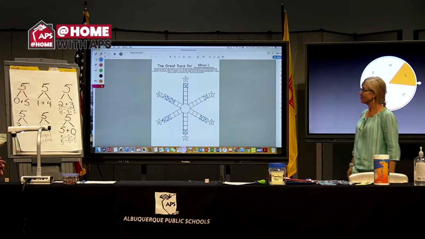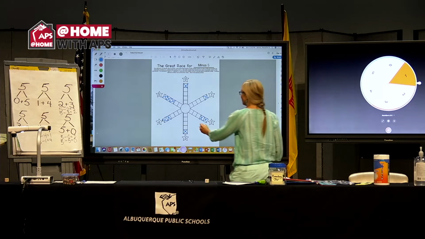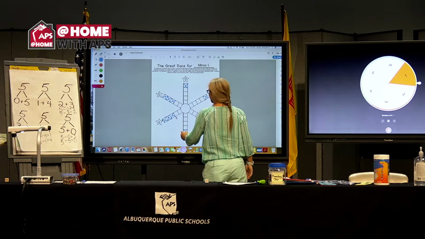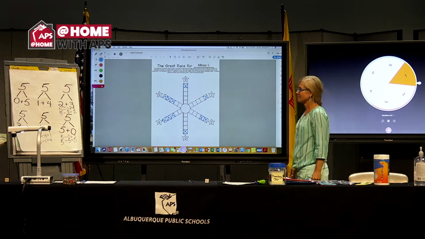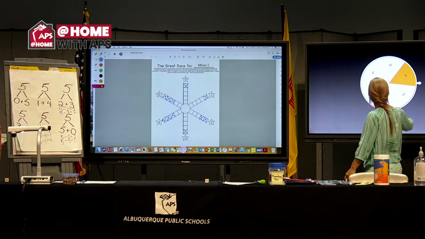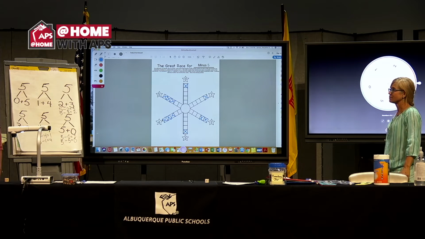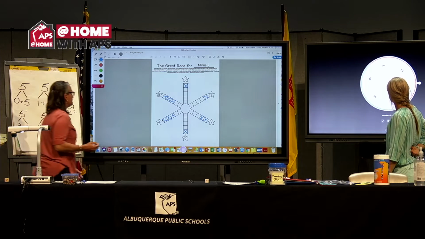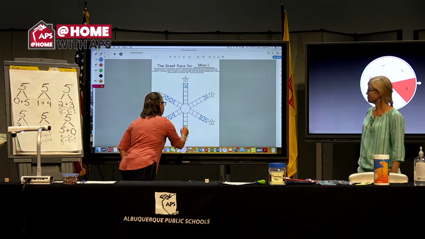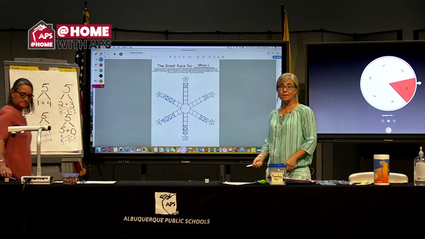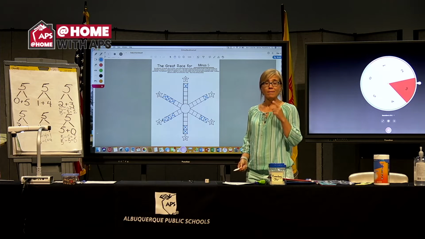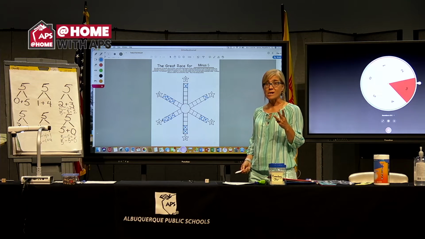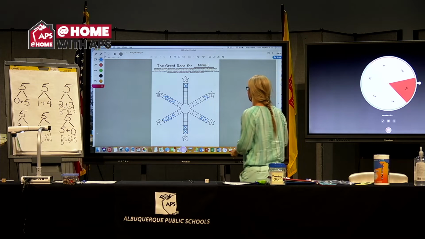Oh, I got the same thing. 5 minus 1 is 4. And I rolled a 2, so I'm going to do 5, take away 2. I'm going to try to count back again. 5, 4, 3. 3 are left. And I got a 3. So I'm going to try the same thing. 5, 4, 3. So 2 are left.